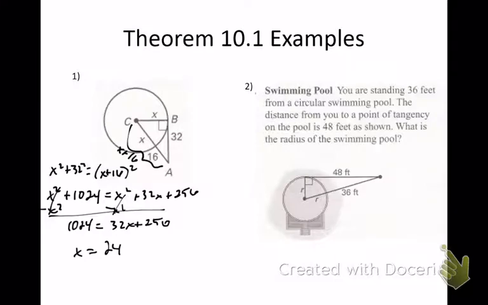Okay? Now, you can try your hand at number 2 here. A little bit more realistic or real life application. Still not the best application, but we'll take it. Swimming pool, you're standing 36 feet from a circular swimming pool. And the distance from you to a point of tangency on the pool is 48 feet, as shown. What's the radius of the pool? Maybe you need to know the radius.